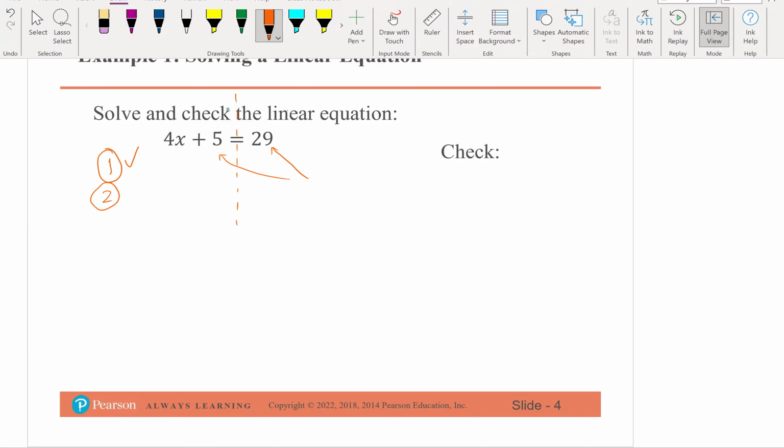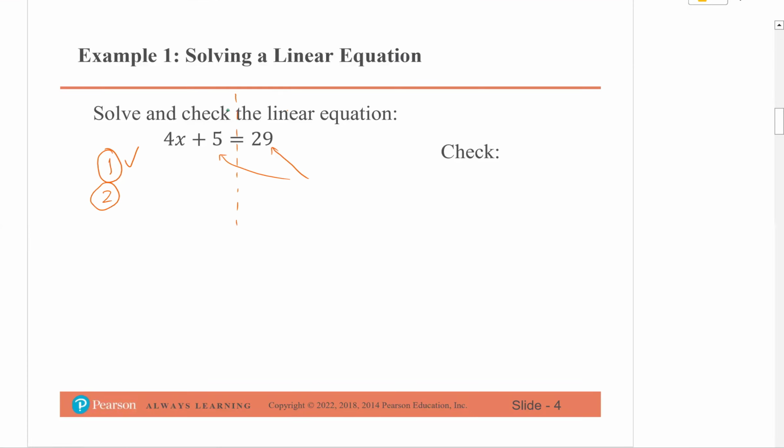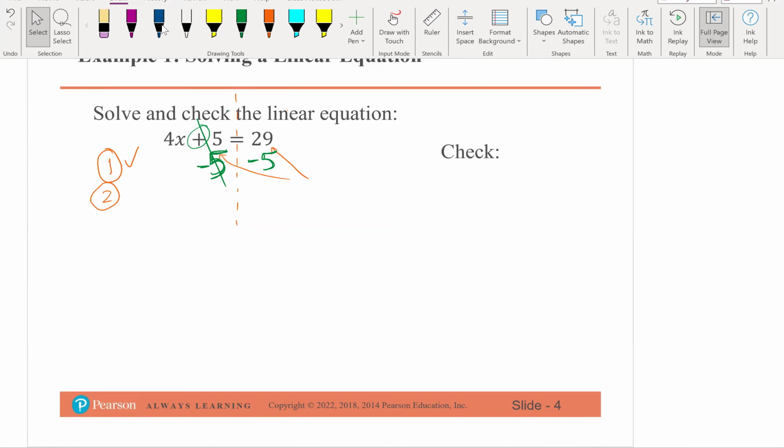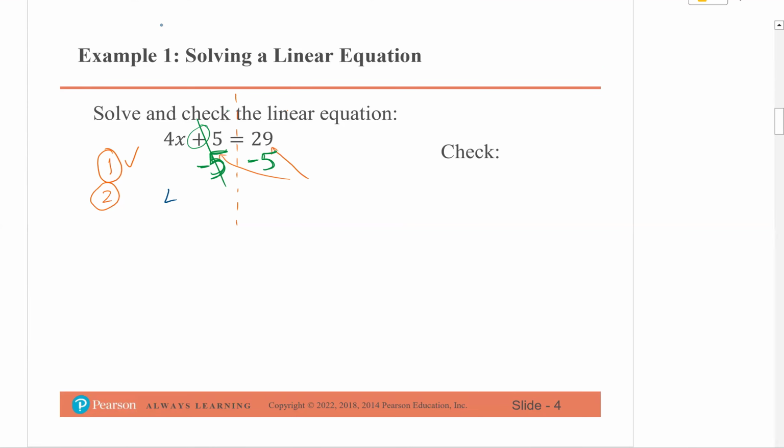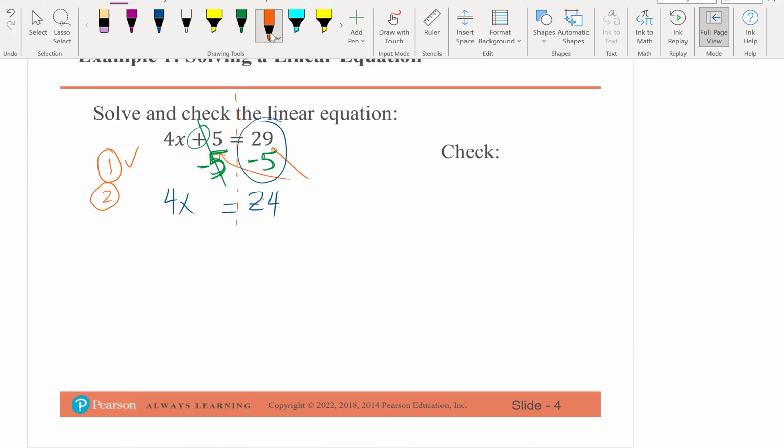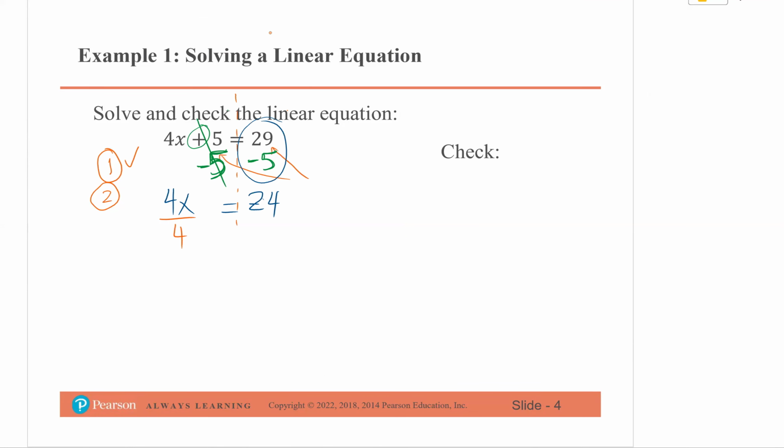Now we need to do the second step, which was get rid of anything that's adding or subtracting with x, not the multiplying. Whatever sign it had, in this case a positive, I'll do the opposite and subtract to get rid of it, because 5 and -5 add up to 0. It's all gone. 4x is now by itself. Now I'll combine these. 29 take away 5 is 24.